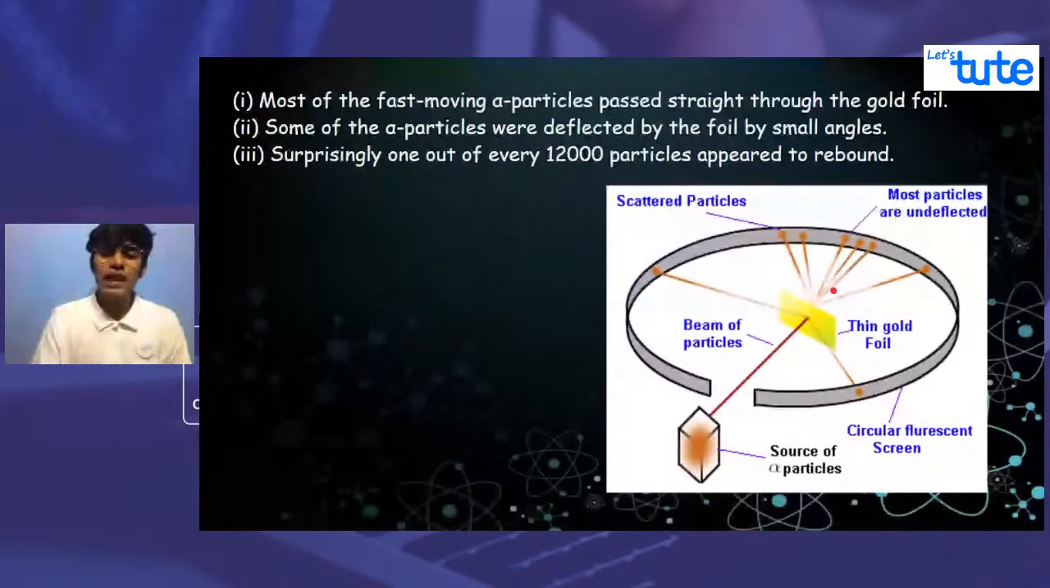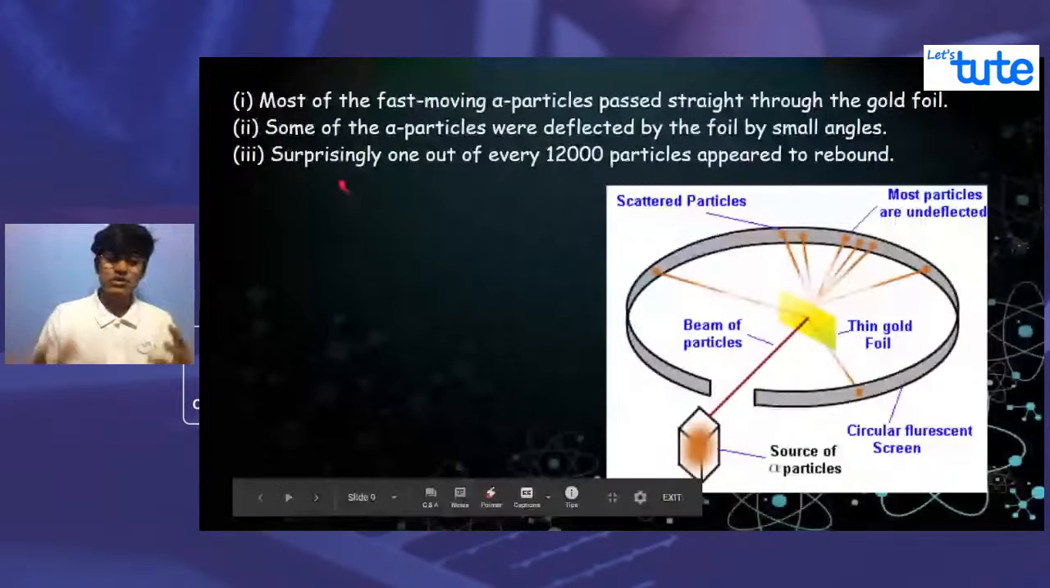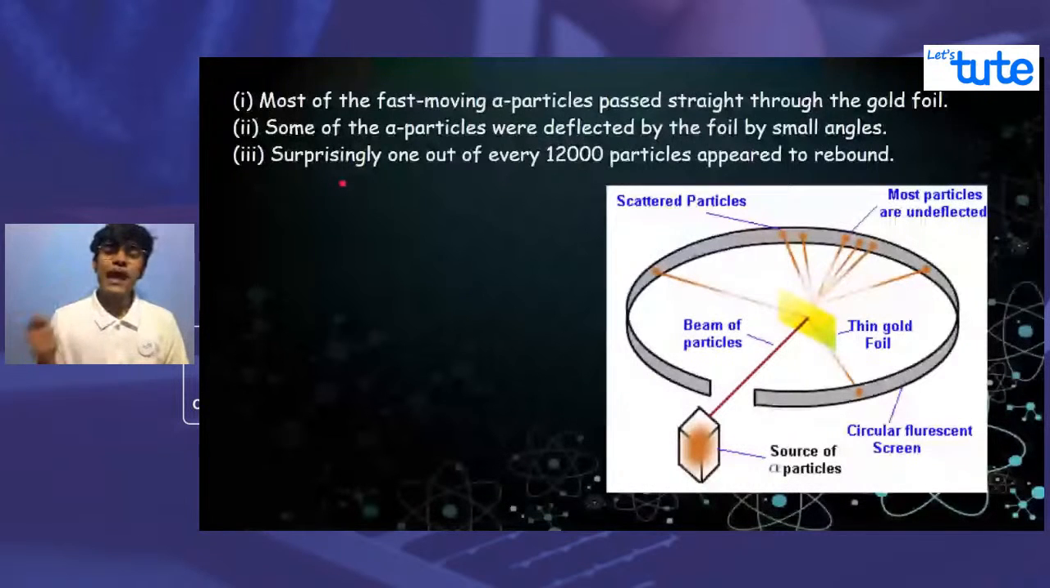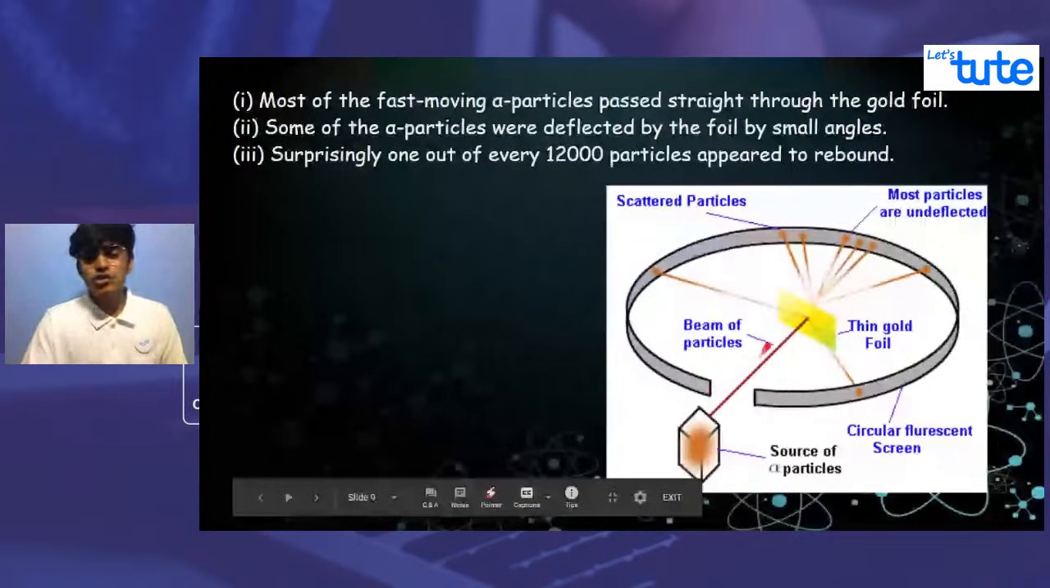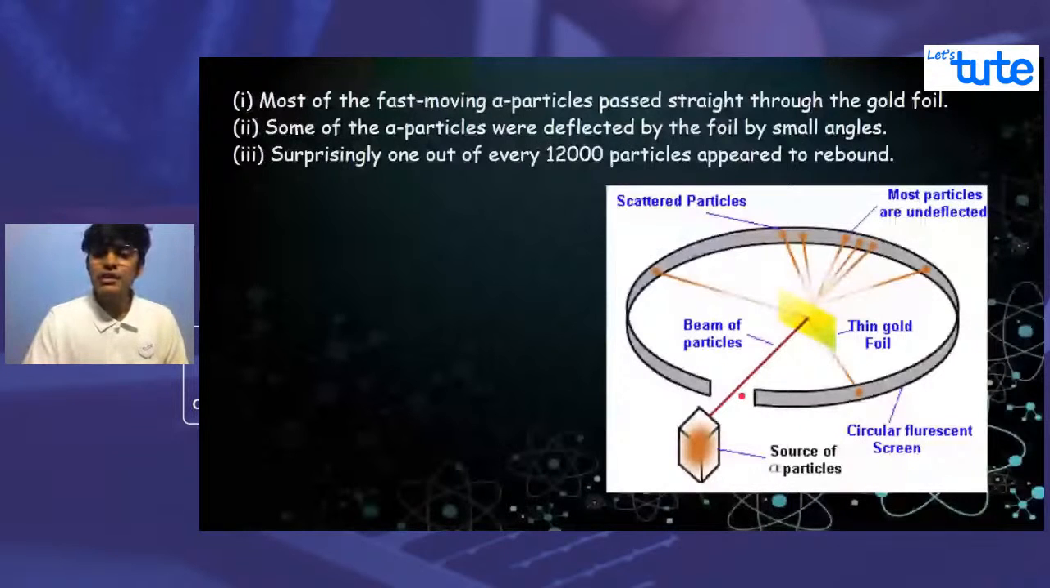Now, what do we mean by a small angle? These angles are actually very small angles, and these are a large amount of angles. And surprisingly, only one out of 12,000 particles apparently rebounded. That means a very small number of alpha particles used to rebound back, back towards the source of the alpha particles.